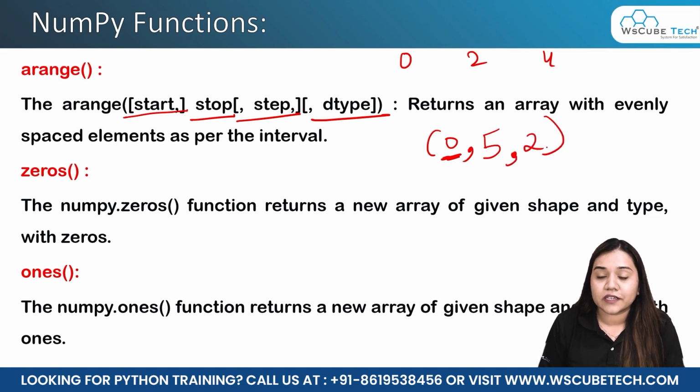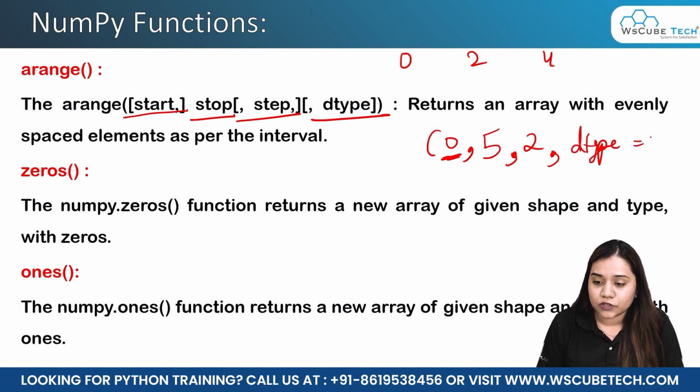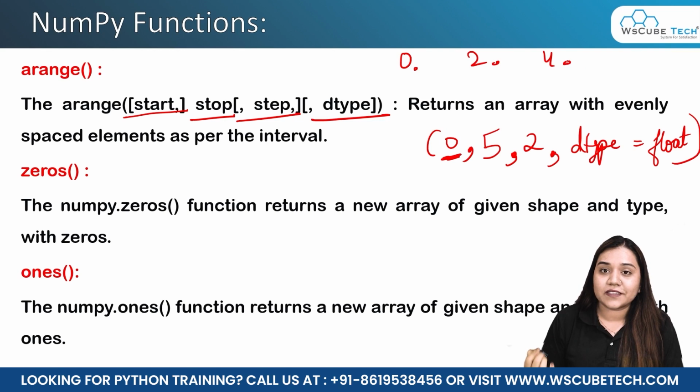Lastly, if you want the data type to be changed, for example, the default data type over here is integer, but if you want to change it, you'll put dtype equals to, and you can write float. So our default is integer, but if you want to convert it into a float, it would give 0., 2., and 4. That means it will convert it into a float. So this is how arange works. It returns an array with evenly spaced elements as per the interval. Whatever interval we have given, based on that, it returns the elements to us.